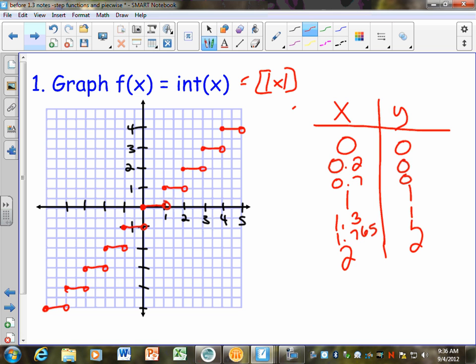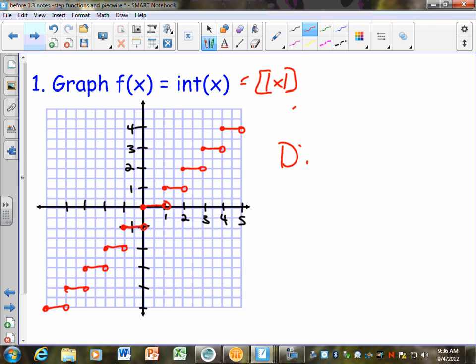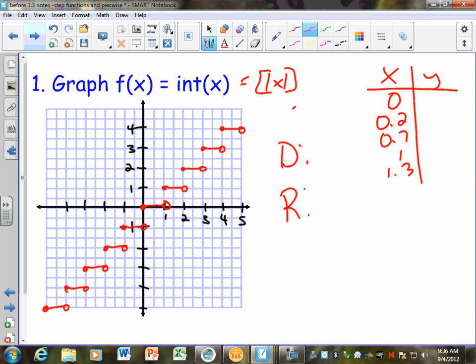What if I asked you the domain and range of this problem? The domain is the x values. What are you allowed to pick for x? Or more importantly, what are you not allowed to pick for x? What could you never plug in here for x? What do you think? Can I plug in decimals for x? I shouldn't have erased my xy chart. I had 0, and then like 0.2, and 0.7, and 1, and 1.3.